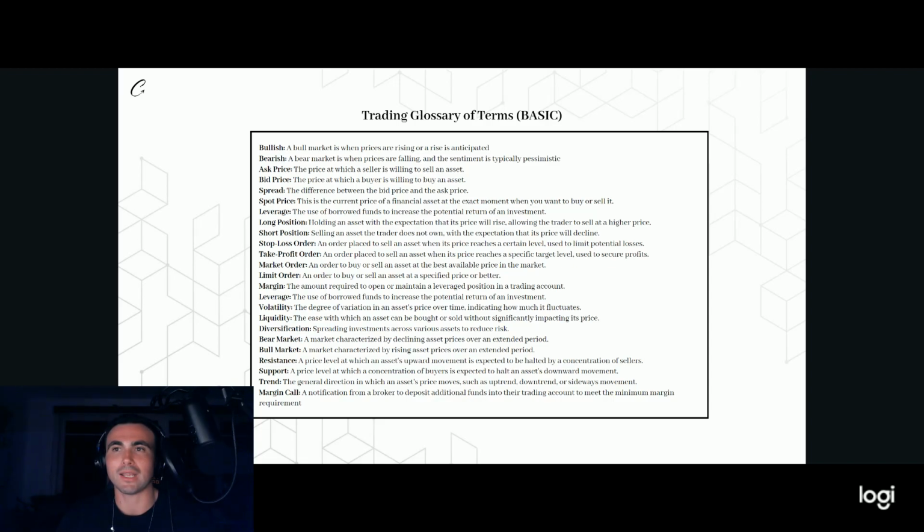In theory, as the price of an asset keeps going higher, the supply of sellers willing to sell that asset increases. That is resistance. Alternatively, support, a price level at which a concentration of buyers is expected to halt an asset's downward movement. So as the price of an asset keeps dipping into undervalued territory, the available supply of sellers decreases and the demand of buyers willing to purchase the asset increases.